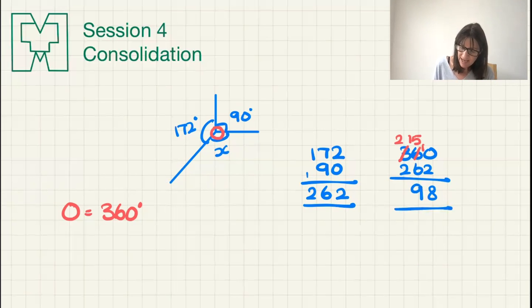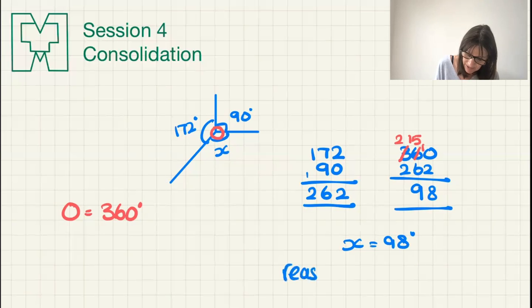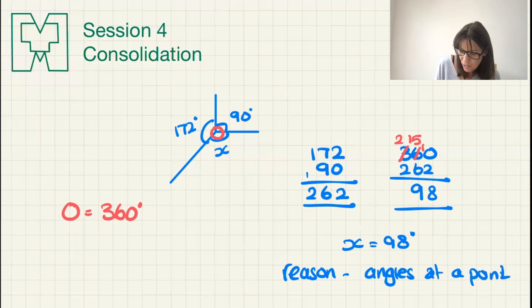So that's my answer. X is equal to 98 degrees. And if I had to write my reason, it is angles at a point. You could write around a point. Just make sure you get that word point in there, equals 360 degrees.